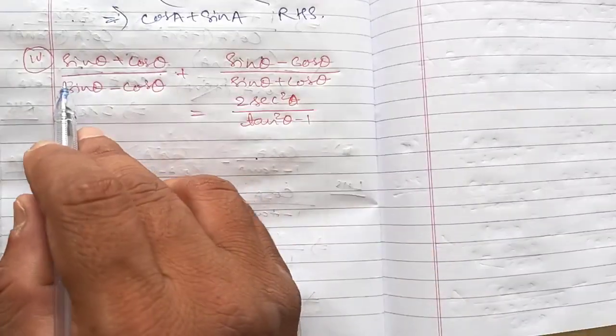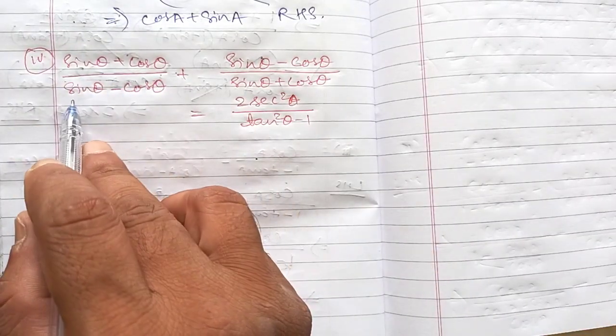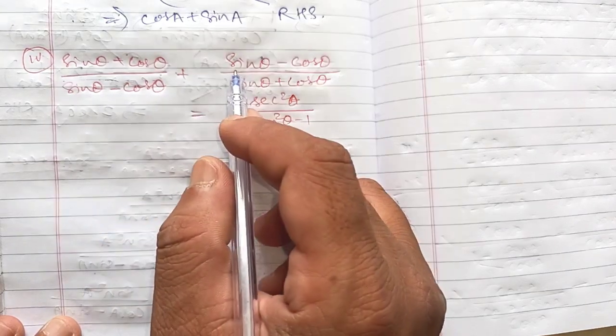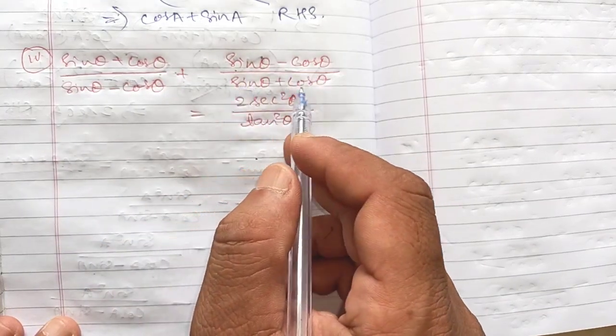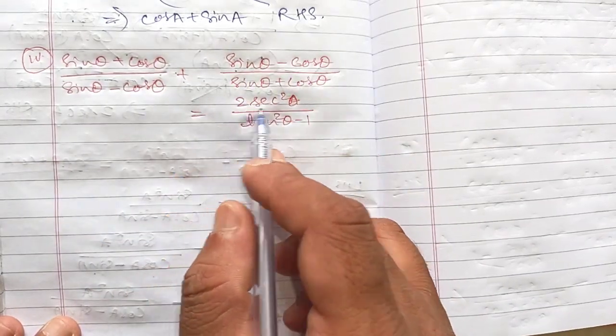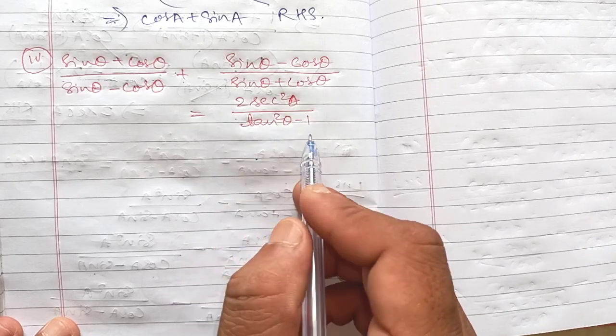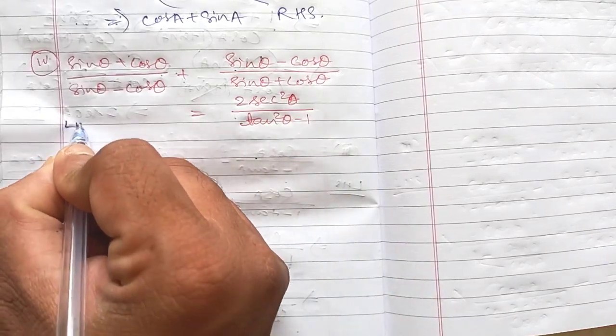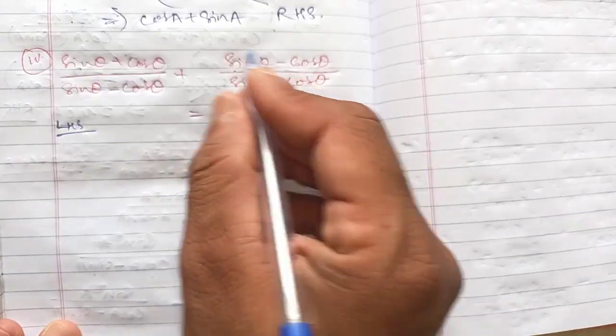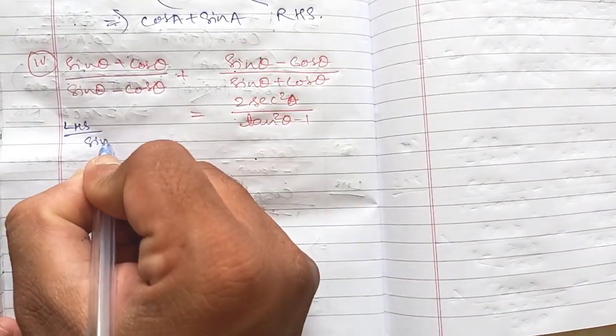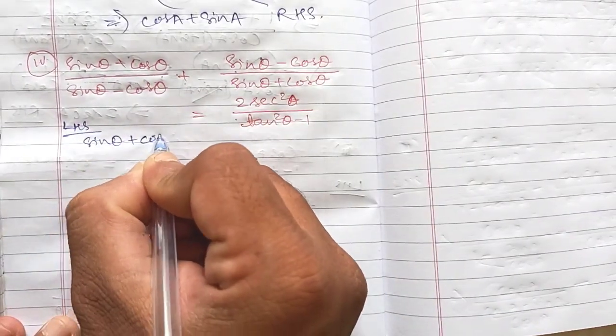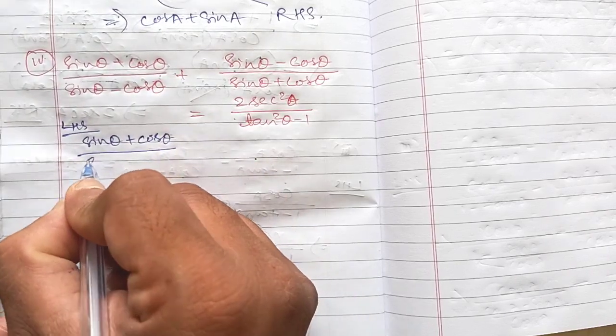RHS proved. In the fourth bit, the question is given: sin theta plus cos theta whole divided by sin theta minus cos theta, plus sin theta minus cos theta whole divided by sin theta plus cos theta, equals 2 sec square theta whole divided by tan square theta minus 1. So we will take LHS. With RHS also we can get these two terms, but it will be easy to take LHS. Whenever two or more terms are there, you take that part.